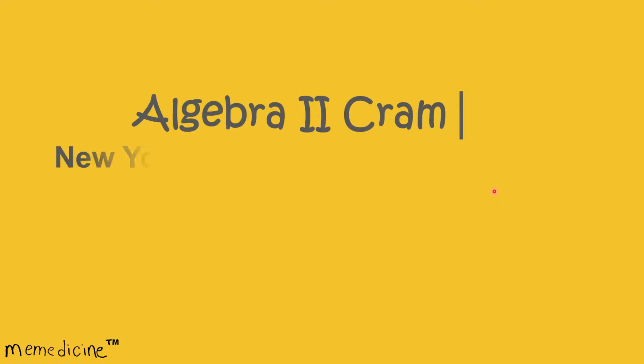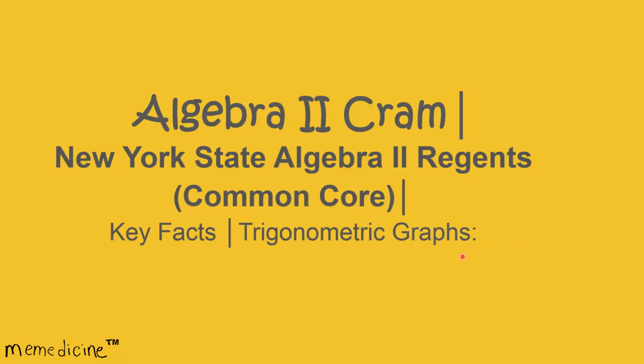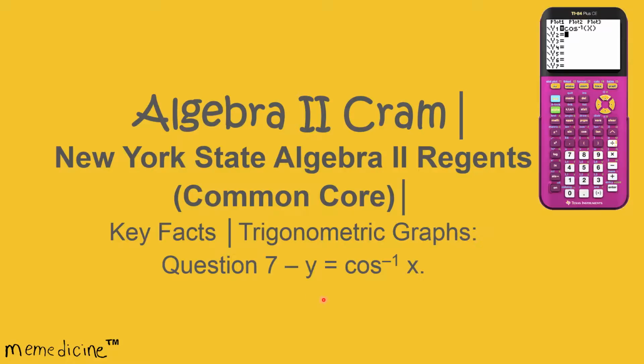Algebra 2 Cram, New York State Algebra 2 Regents, Common Core, Key Facts, Trigonometric Graphs. Question 7. y is equivalent to the inverse cosine of x.